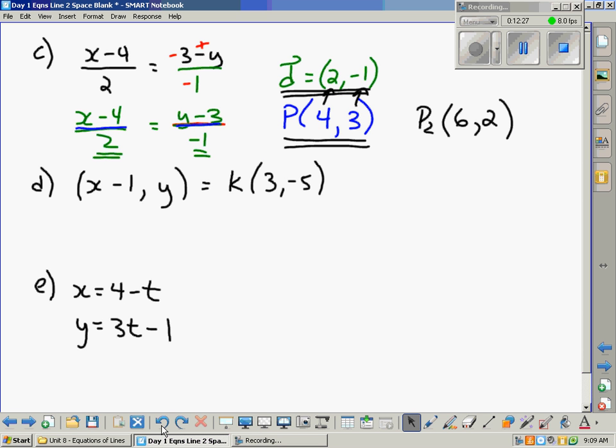Okay, D. D is in vector form. The direction vector is really easy to see. Again, it's the thing attached to the k part. So what's the direction vector in D? 3, -5.